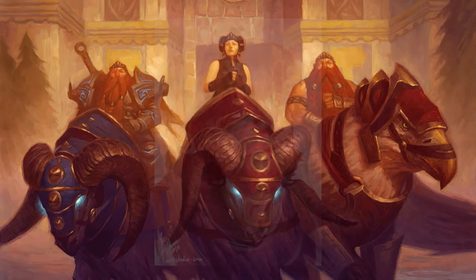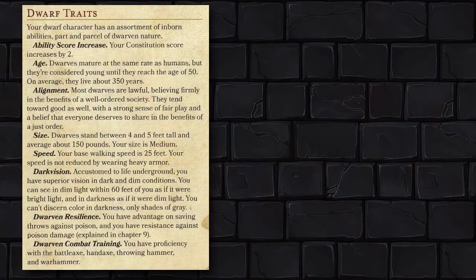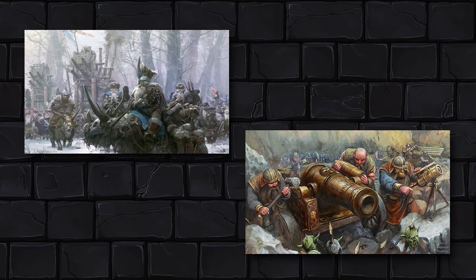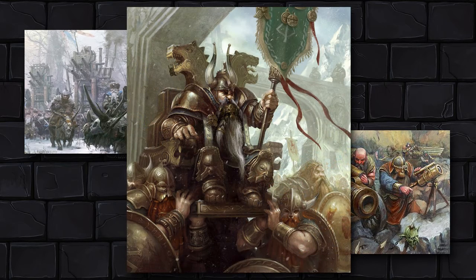So anyway, alignments, it literally says that most dwarves are lawful, believing firmly in the benefit of a well-ordered society. So yeah, you get the point. When you're living underground and when you try to shy away from the other races, or rather shun other races, because dwarves are not shy about many things, then obviously you're gonna develop this sense of belonging to your own kin, your own clan, and this is reflected in their lawfulness.